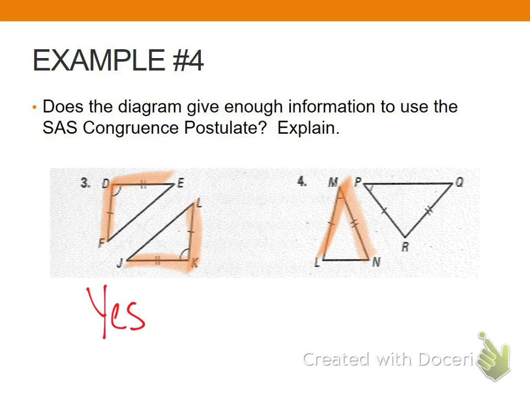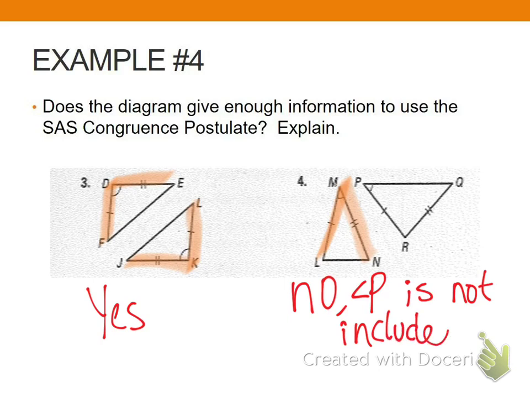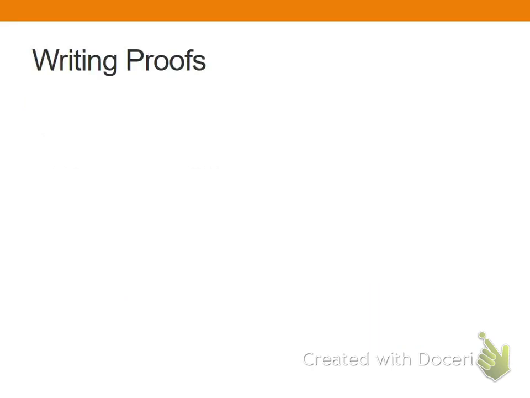But if we look at the second triangle, P is the one that they marked, but that is not included between those 2 sides. So we'd be looking at the angle at R. So this one does not work. So no, and just saying angle P is not included is a good enough explanation for me. Questions, concerns about this one? Ready to keep going? Okay, on we go.